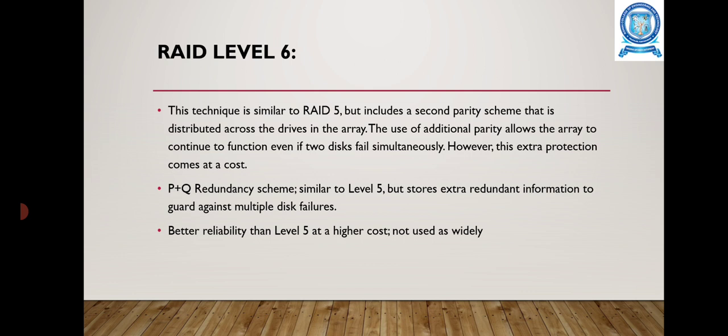Next one is RAID level 6. This technique is similar to RAID 5 but it includes a second parity scheme that is distributed across the drives in the array. The use of the additional parity allows the array to continue to function even if two disks fail simultaneously. However, this extra protection comes at a cost. A P plus Q redundancy scheme is involved. It offers better reliability than level 5 at higher cost, and is not used as widely.